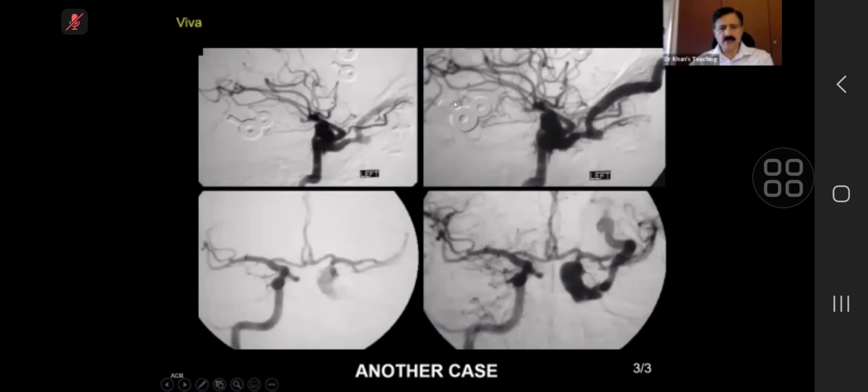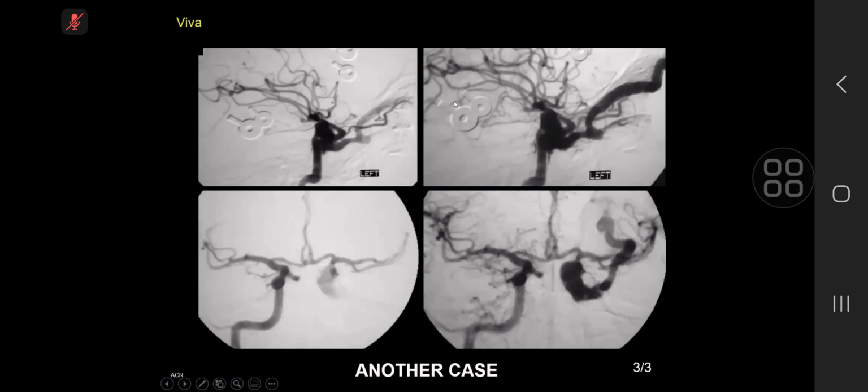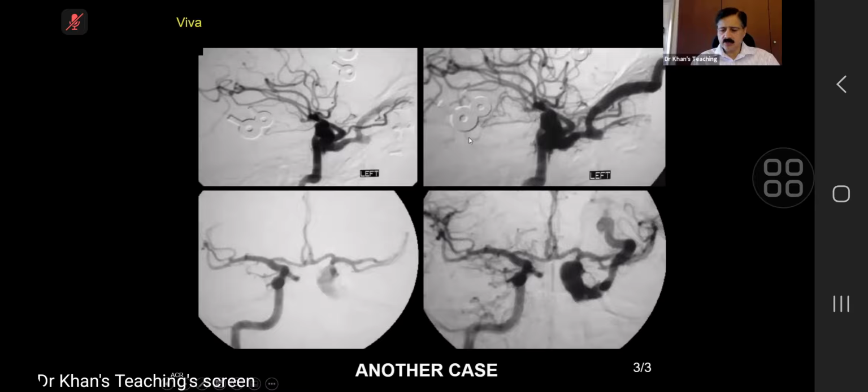So, this is another case of carotocavernous fistula. Can you describe the findings? What kind of procedure has been done? Over to you.